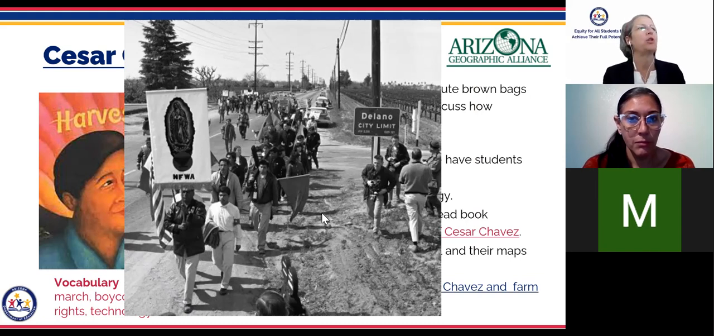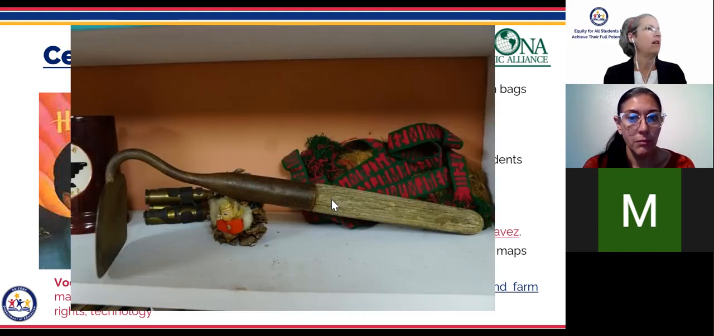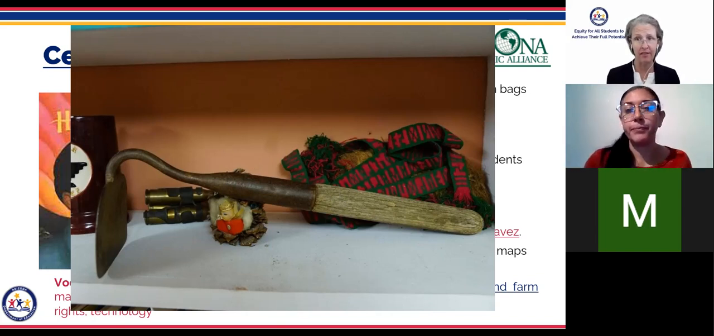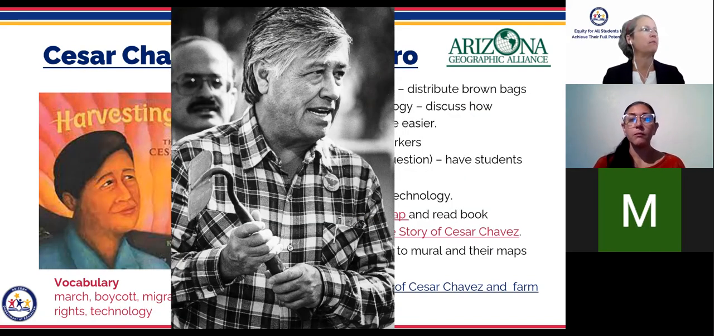And then here's another picture from one of his marches, and this is the actual one of the hoe. So if you look back at the picture, the idea was these people were using these small hand hoes, bent over. I can't even imagine the pain your back would be in after having done that all day. And that's one of the things that Cesar Chavez fought for, right? Better working conditions for people. And that's an image of him holding that actual short-handled hoe.